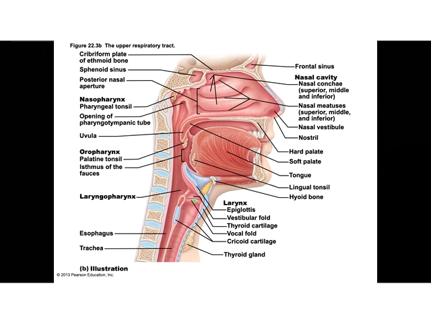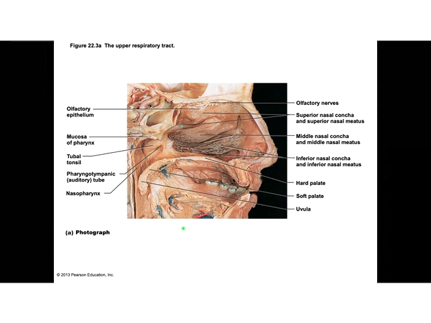The true vocal cords are medial to the false vocal cords, whose purpose is to block food from entering the voice box and the trachea when you swallow. Okay, so that's the false vocal cords. The true vocal cords produce the sound. Okay? And there it is in a cadaver. Okay? You can see some of the structures.